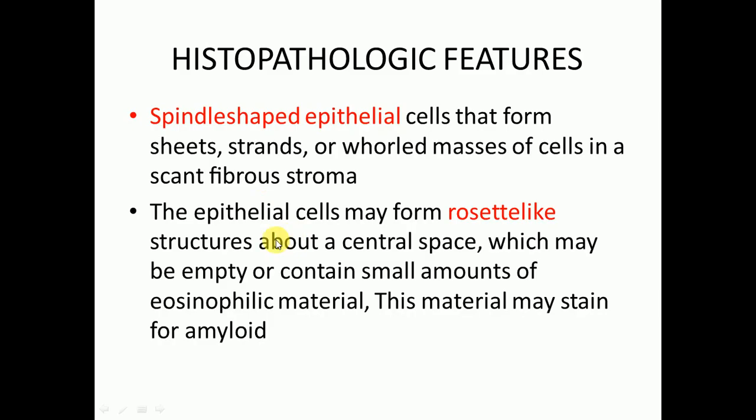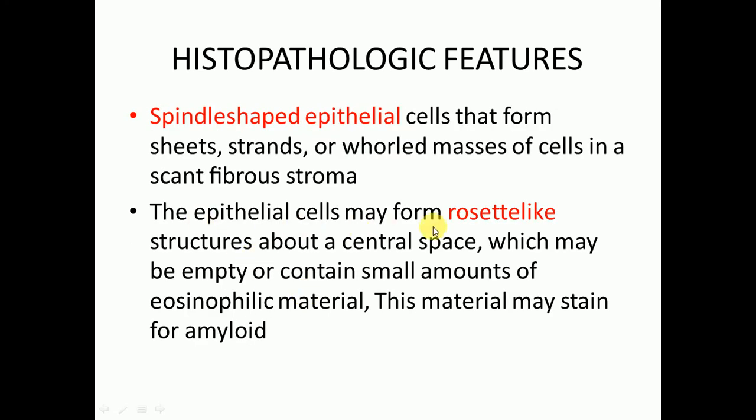Spindle-shaped epithelial cells form sheets, strands, or whorled masses of cells in a scant fibrous stroma. The epithelial cells may form rosette-like structures about a central space, which may be empty or contain a small amount of eosinophilic material. So this rosette-like structure is characteristic of adenomatoid odontogenic tumor, and this material may stain for amyloid.